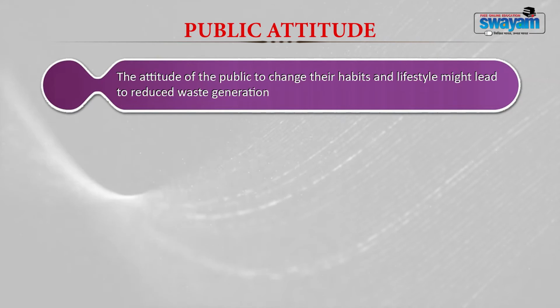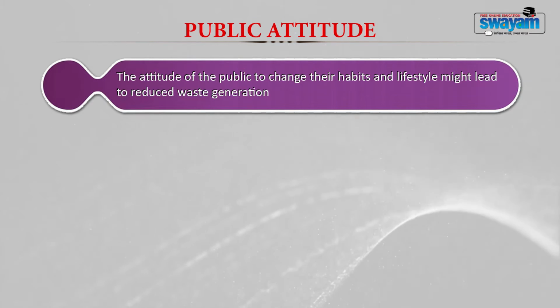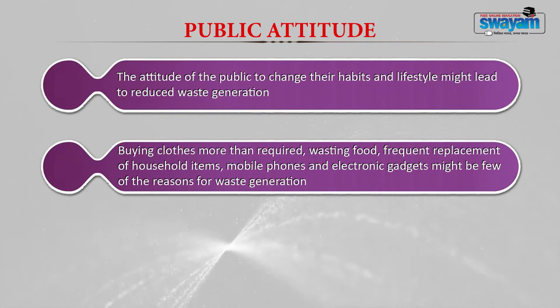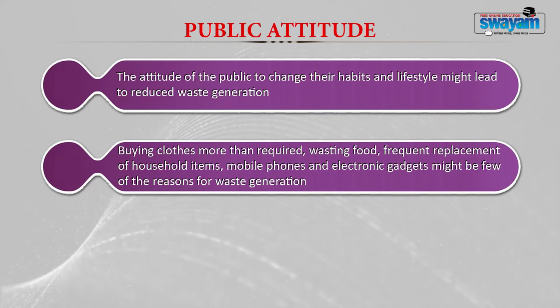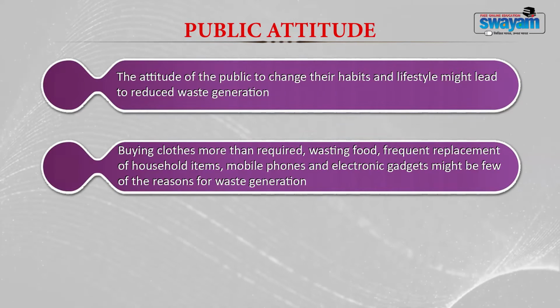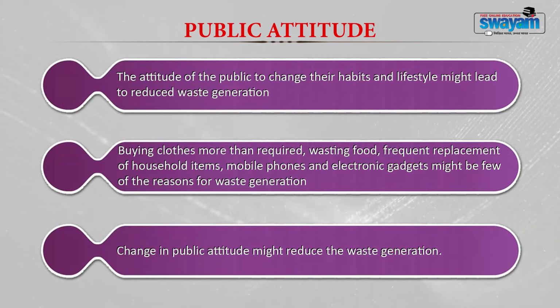For example, nowadays people keep buying a lot of clothes, a lot of new gadgets as and when they come, without utilizing or managing them properly. So buying clothes more than required, wasting food, frequent replacement of household items, mobile phones, electronic gadgets: these are some of the major reasons for waste generation. So when public attitude keeps changing, this will automatically reduce the waste generation.